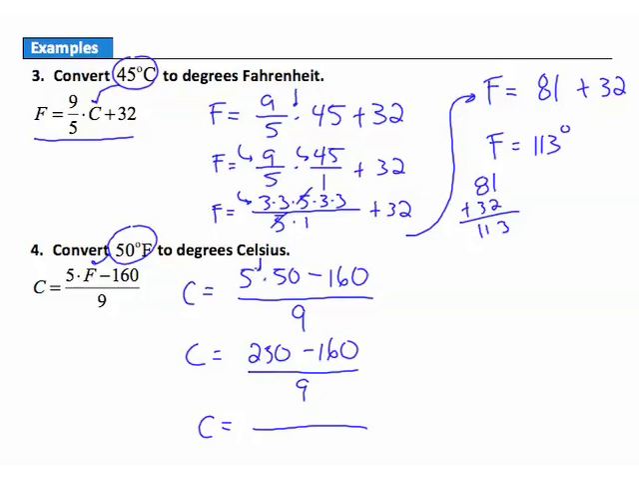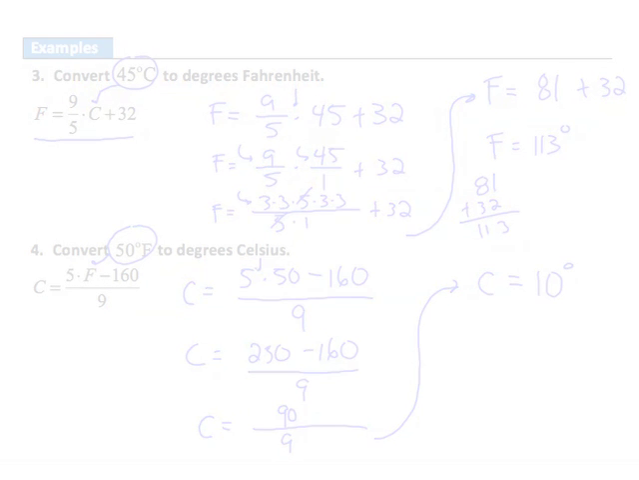Now we're going to do the subtraction first. 250 minus 160, that's going to give me 90. And so I have 90 divided by 9. So we'll come over here. 90 divided by 9, well, 9 is going to go into 90 10 times. So when I convert 50 degrees Fahrenheit to Celsius, I get 10 degrees Celsius.